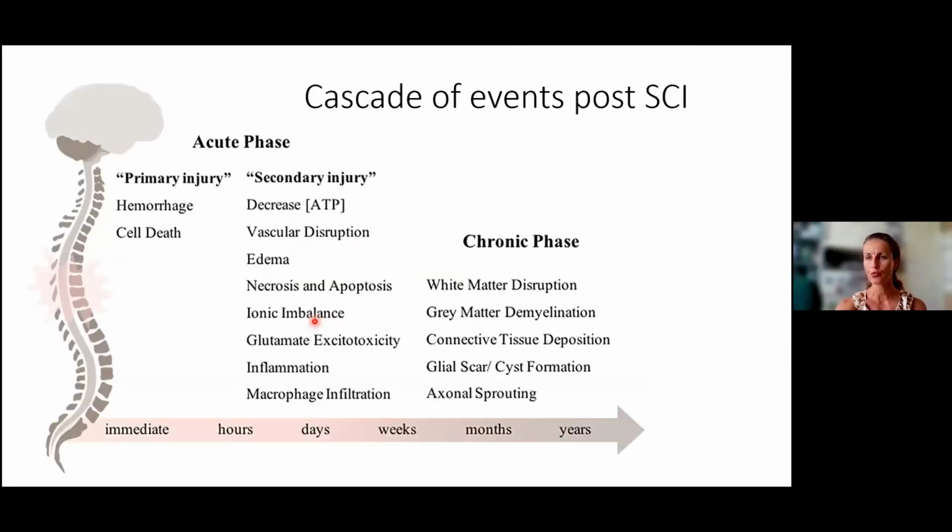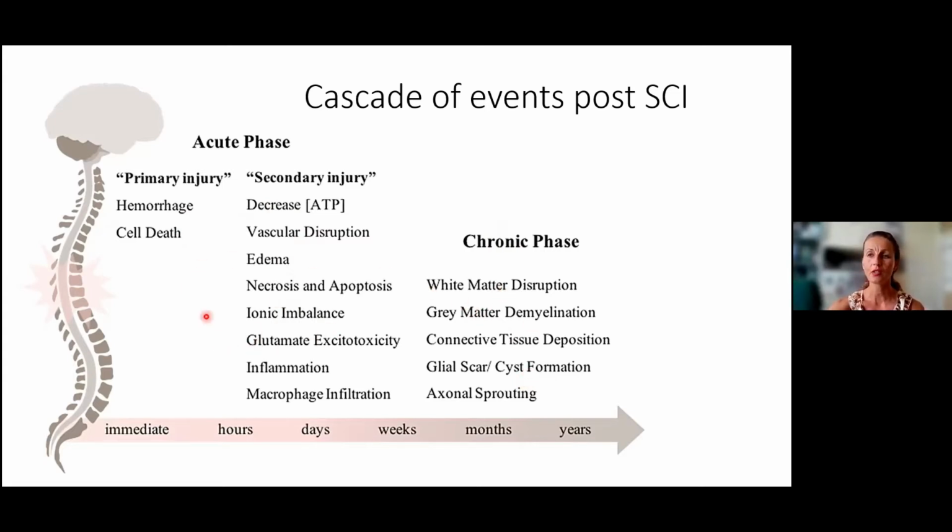Similarly, after the spinal cord injury, the initial, the acute phase of the spinal cord injury or injury of the central nervous system is related to the direct impact of the trauma. And the secondary injury is then related to all these pro-inflammatory molecules that are released in the place of the injury, and the chronic pain is related to the inability of the central nervous system to regenerate. So there is a glial scar forming, there is disruption of the white matter and the gray matter.